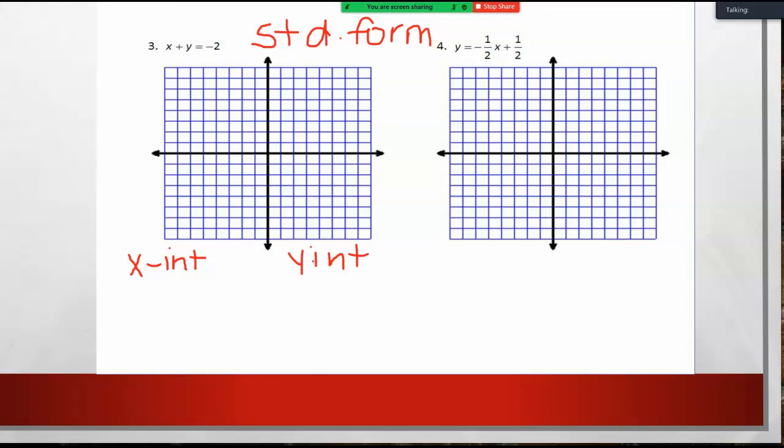So to find the x-intercept, you plug 0 in for y. And we get that the x-intercept is -2. To get the y-intercept, you plug 0 in for x. And we still get that it's -2. But again, what that means is that this is the point -2, 0. And this is the point 0, -2. Because they're different variables. So you just have to be careful about understanding that ordered pair.